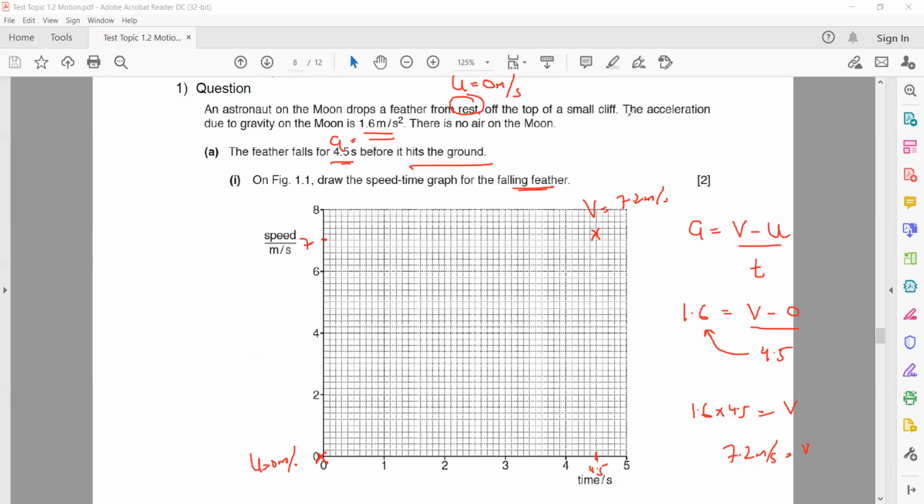And it is having a constant acceleration. So whenever there is a constant acceleration on a speed time graph, what will be the shape of the graph? It will be a straight line, which shows a constant acceleration, and we worked out the speeds as well. Is it clear?